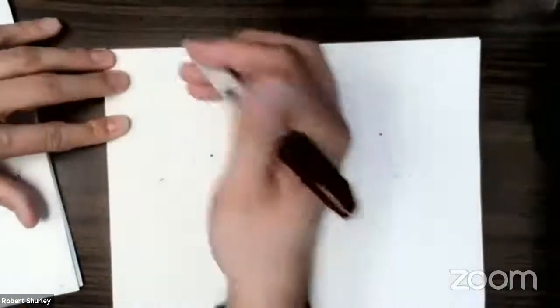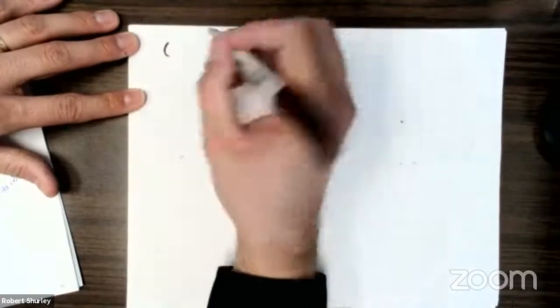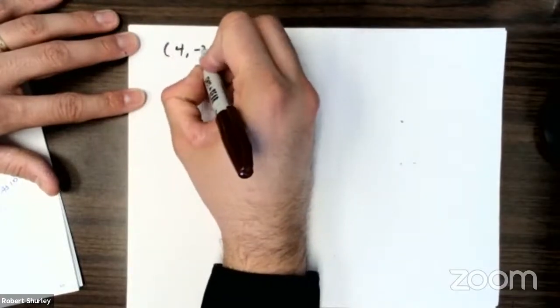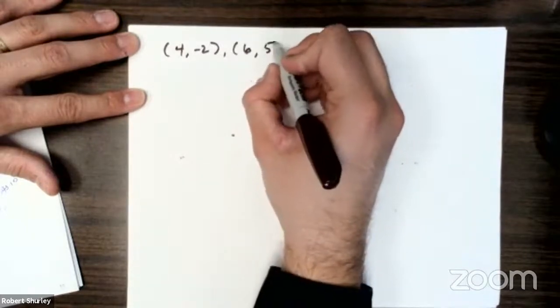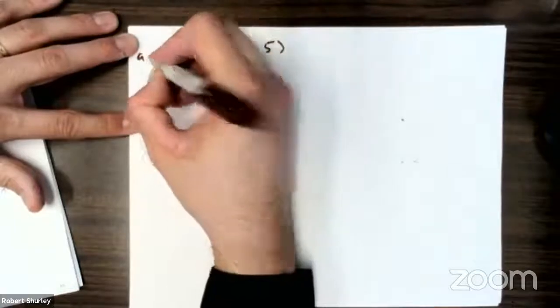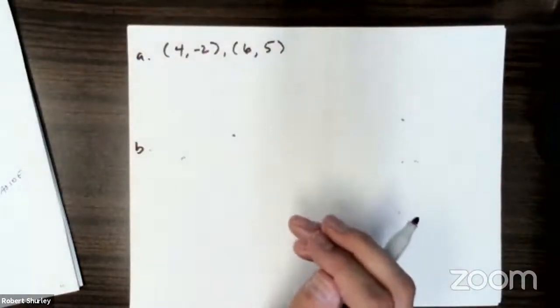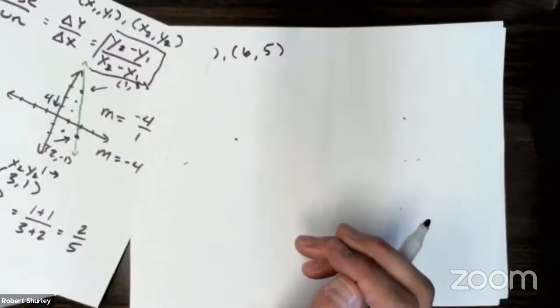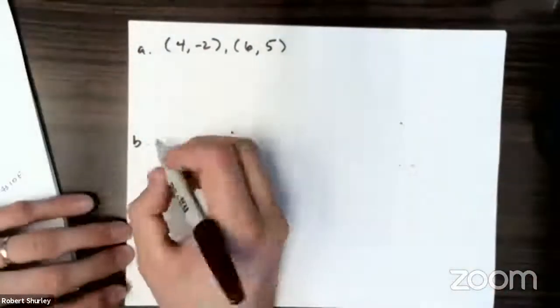So let's say we had, oh man, this pen's bleeding. Let's say our line goes through 4, -2, and 6, 5. I want you to find the slope. So find it for this one. Use the equation. If you want to go back, use the little equation there, and I want you to find the slope for these next few on your own.